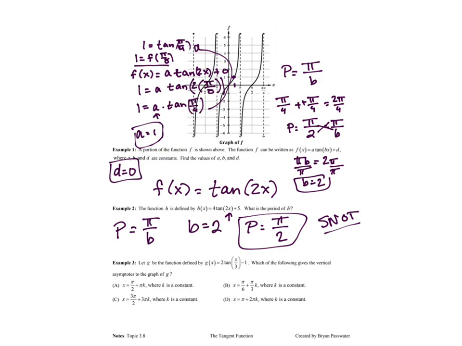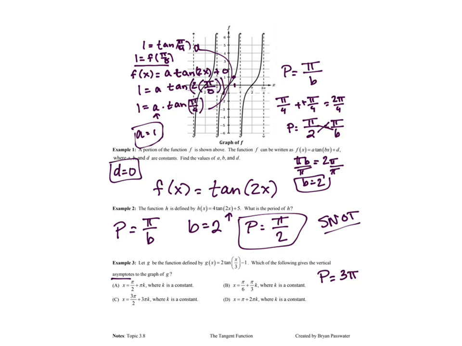Example 3. It says let g be the function defined by g of x equals 2 times tangent of x over 3 minus 1. Which of the following gives the vertical asymptotes to the graph of g? Okay. So we multiplied by 3. Find the period. Could be 3. The period is 3 pi. Good.